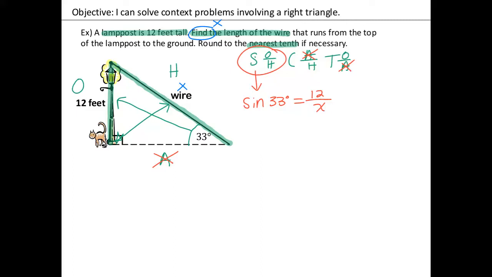We just saw something like this on the prior knowledge. So what do we do with the fraction here? Multiply both sides by X because that's in the denominator, okay? That way the fraction cancels and we end up with X times sine of 33 degrees is equal to 12. Is my variable by itself? No. So what do I do to get it by itself? Divide by sine of 33 on both sides.